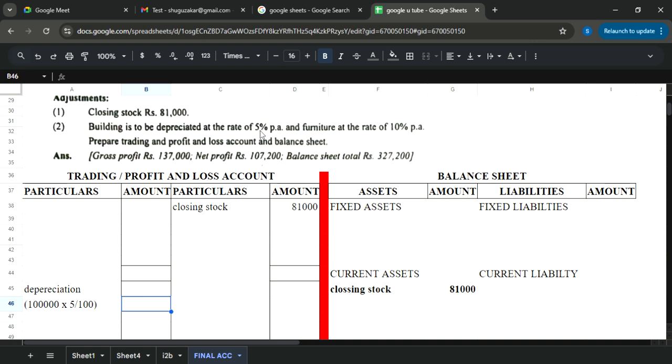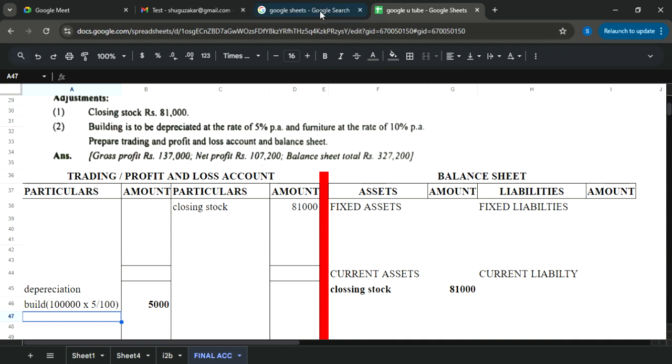And on calculator what you will write? 1 lakh multiply by 5 divided by 100. So building depreciation has been calculated. Over here you will mention that this depreciation is for building. We don't have enough space. First depreciation has been calculated.